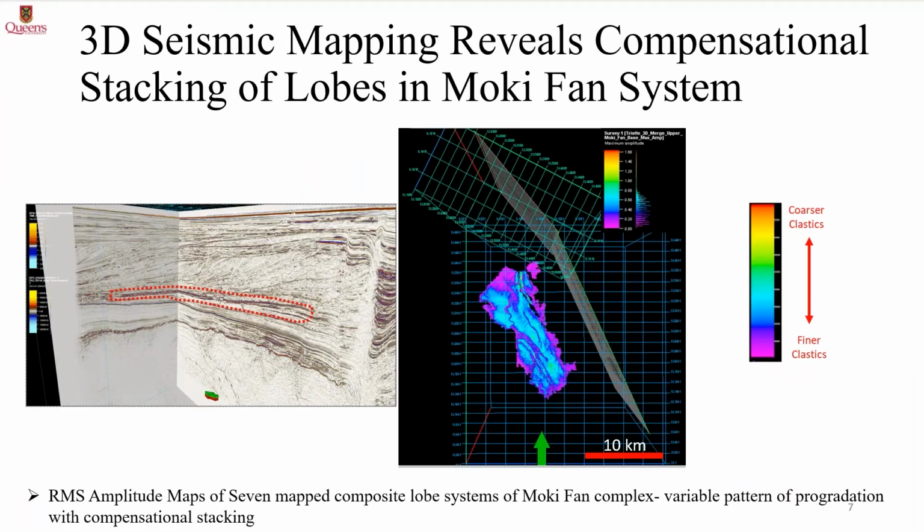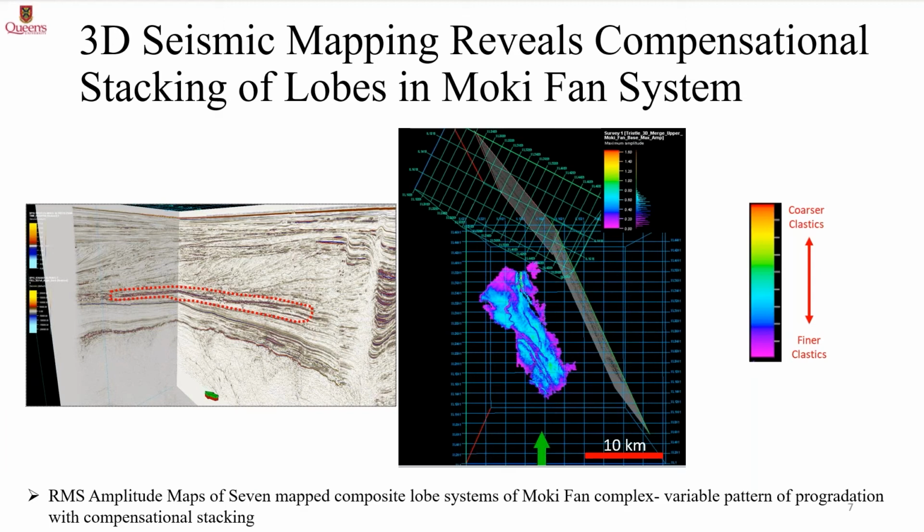Now I just want to highlight, through my mapping, how we can describe the compensational stacking of the Moki fan-lobe systems. If we look at the left side, there is a composite panel section where I have just highlighted the broad portion of the seismic that I have focused on my mapping. I have tried to map around 7 successive Moki lobe systems, and the corresponding figures are going to appear on your screen as I scroll through.